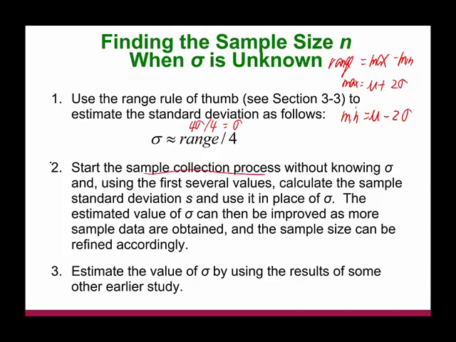You can also start a sample collection process without knowing sigma. Using the first several values, calculate the sample standard deviation s and use it to replace sigma. Again, we assume the sample is a simple random sample. The estimated value of sigma can then be improved as more sample data are obtained, and the sample size can be refined accordingly. Another way is to use the result of a similar earlier study. You can use somebody else's study as long as it's similar. This is the third way to estimate the population standard deviation, given that you don't have the entire population available.